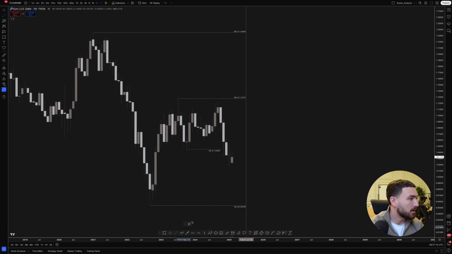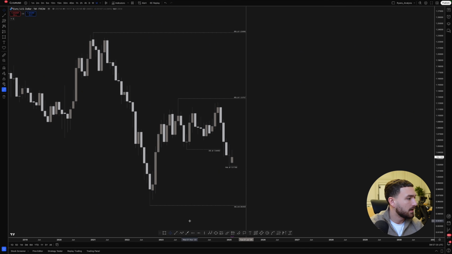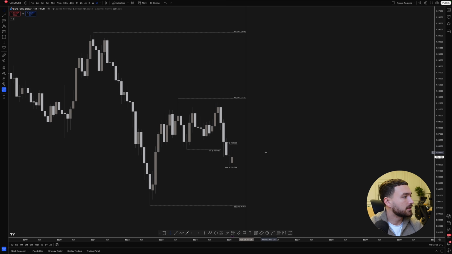I'm also going to mark up my previous monthly low, at the bottom here, and then also my previous monthly high, at the top here. So that's the previous monthly candle high and low.